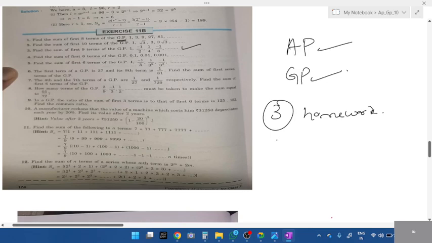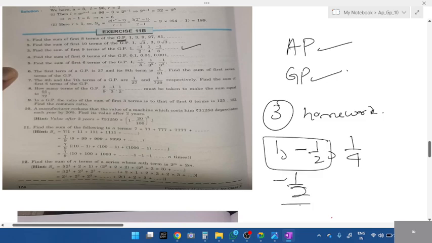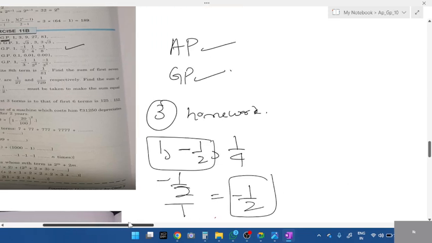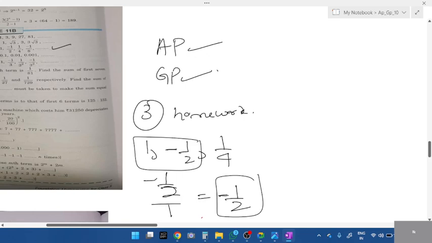Okay, I'll just show you R value. 1 minus 1 by 2, 1 by 4 is given. So we need to divide here. This is the third question. If you want to divide, take this minus 1 by 2 divided by 1. That is equal to minus 1 by 2. What is minus 1 by 2? Greater than 1 or lesser than 1? R is lesser than 1. So the formula is separate. Use the separate formula. Try the third one for homework. Okay, we'll end the class.